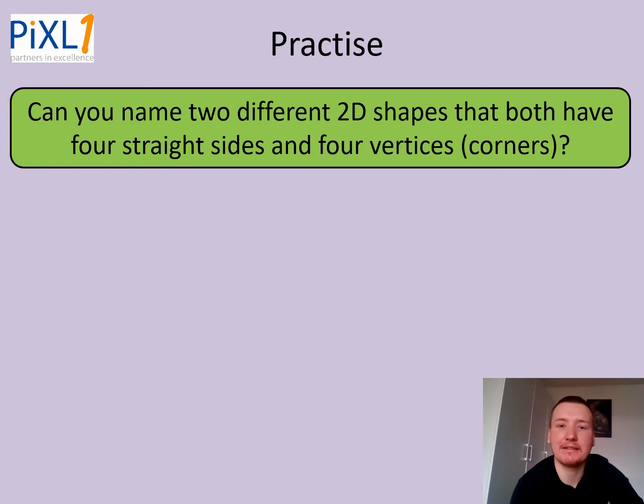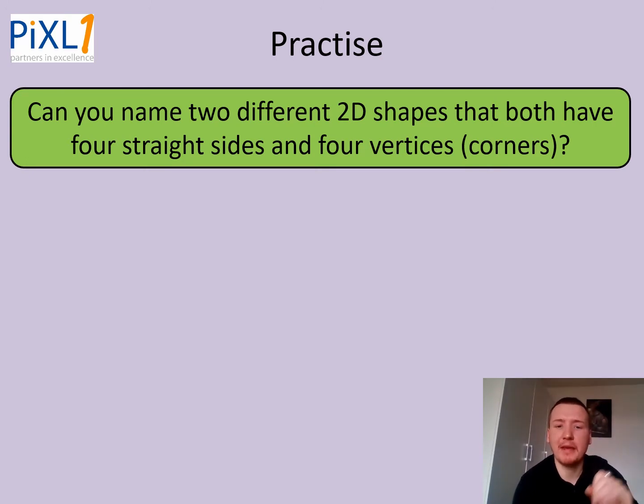My next question: can you name 2 different 2D shapes that have both 4 straight sides and 4 vertices, which means corners? So have a little think. If you want to go back to the video where I introduce all the shapes, feel free to do that.